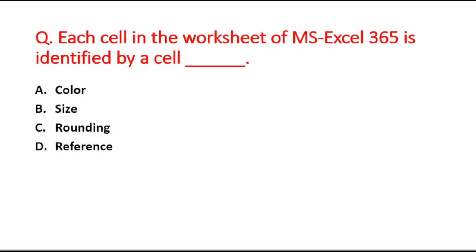Next question is, each cell in the worksheet of MS Excel 365 is identified by a cell blank. A option is color, B option is size, C option is rounding, and D option is reference. Right answer is option D, that is reference.